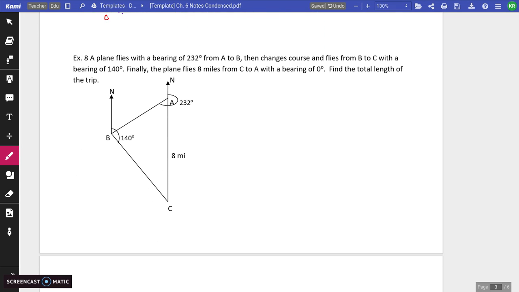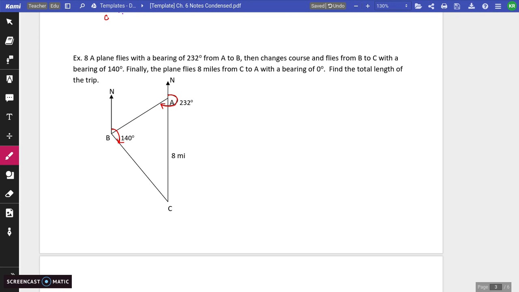Here's another example, again dealing with bearings. A plane flies with a bearing of 232 degrees from A to B. So there's your bearing of 232 degrees. Then it changes course and flies from B to C with a bearing of 140 degrees. So here's that 140 degree angle. Finally, the plane flies 8 miles from C to A with a bearing of 0.